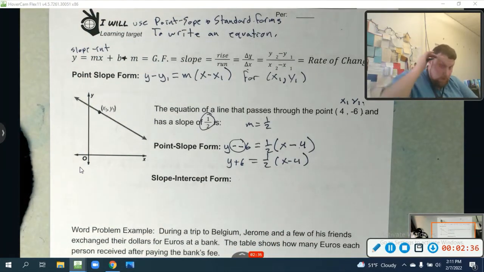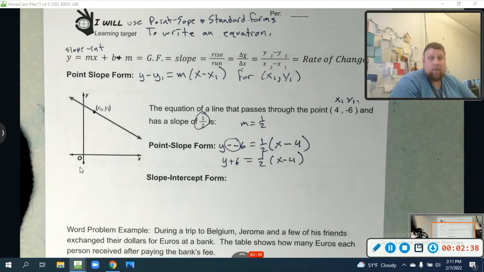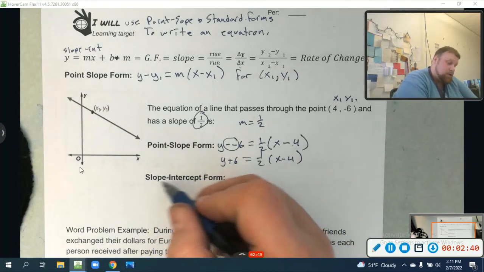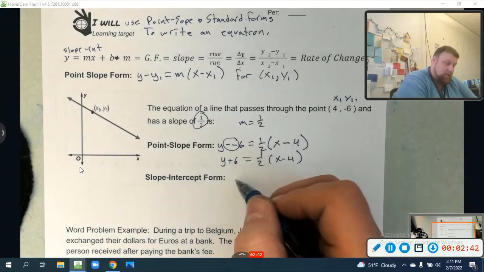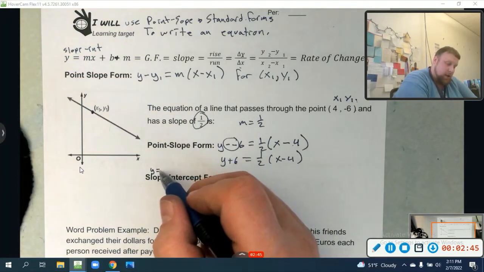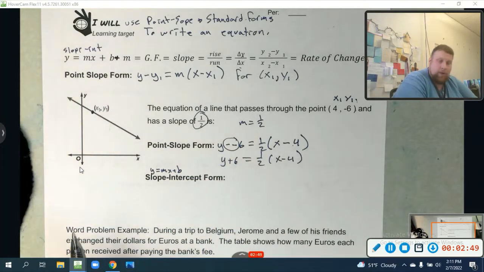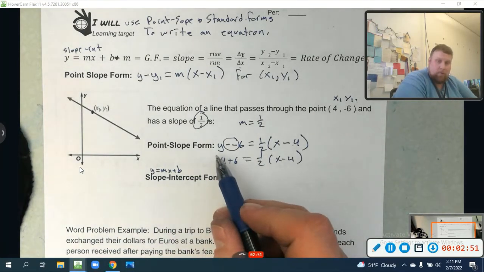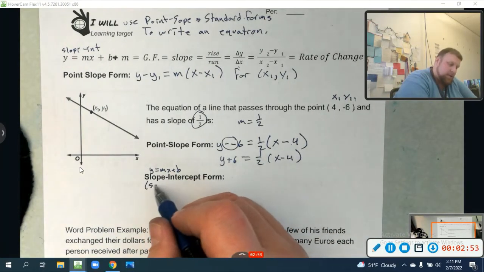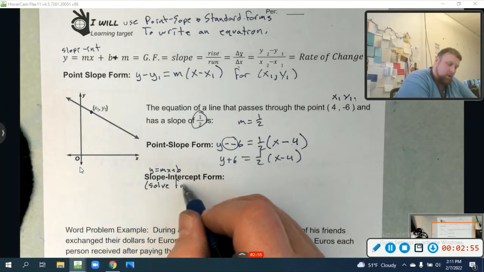Now, don't forget, we want to change this to slope-intercept form, which is what it's asking right here. So let's change this to slope-intercept form, which is just y equals mx plus b. And how are we going to do that? Well, to go from point slope form to slope-intercept form, all we got to do is solve for y.